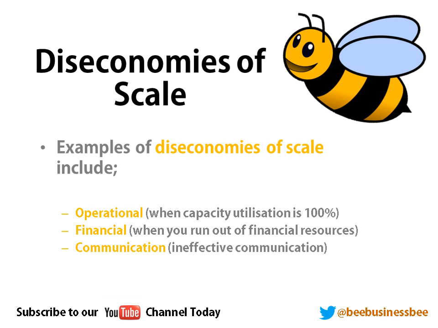Now, typical examples of diseconomies of scale, you don't need to worry too much about these, but these should make some sense, hopefully. Operational ones are where you reach capacity utilisation, so you need to expand your business on the operational side. You may have a financial diseconomy of scale, where you run out of finances. Or you may have a communication diseconomy of scale, where you get so big that your communication channels become ineffective.